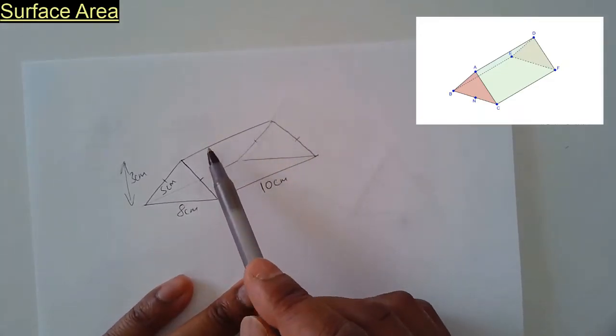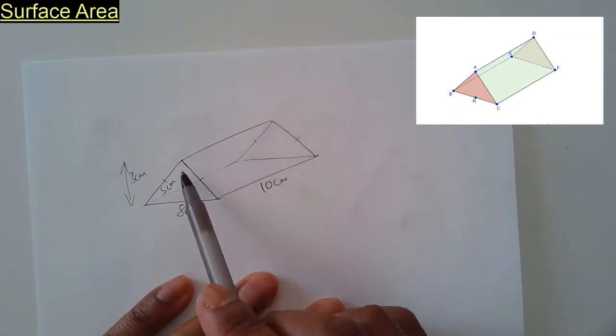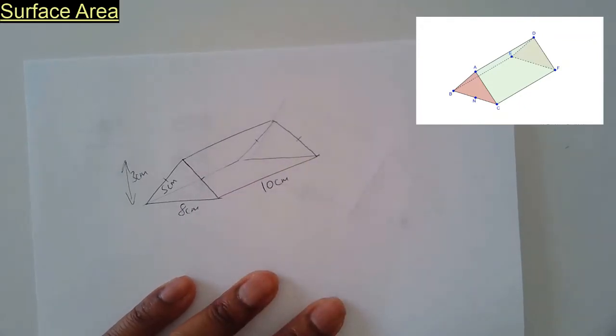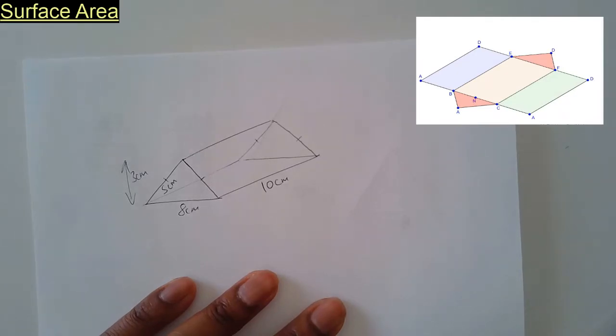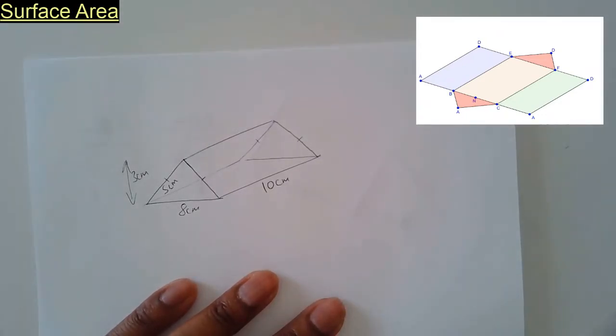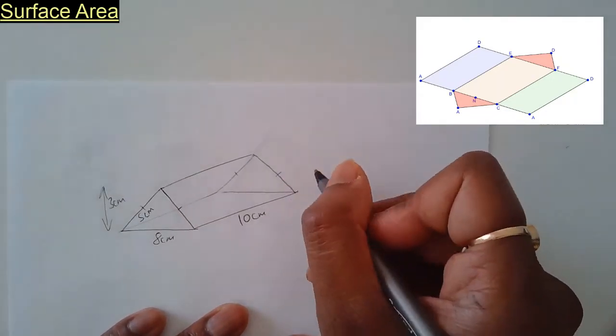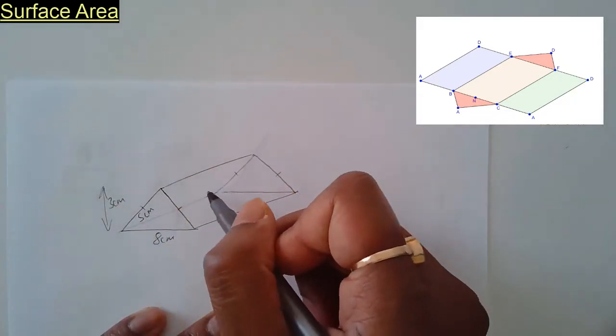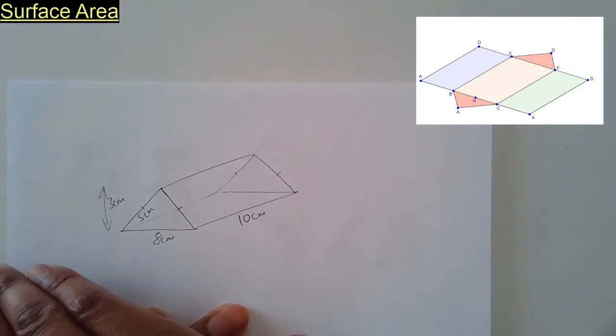Now you need to consider how many faces this triangular prism has. If you look at the animation, if I open this up now, you can clearly see there are 2 triangles and 3 rectangles. That's the net of a triangular prism. What I'll do is work out each and every face.